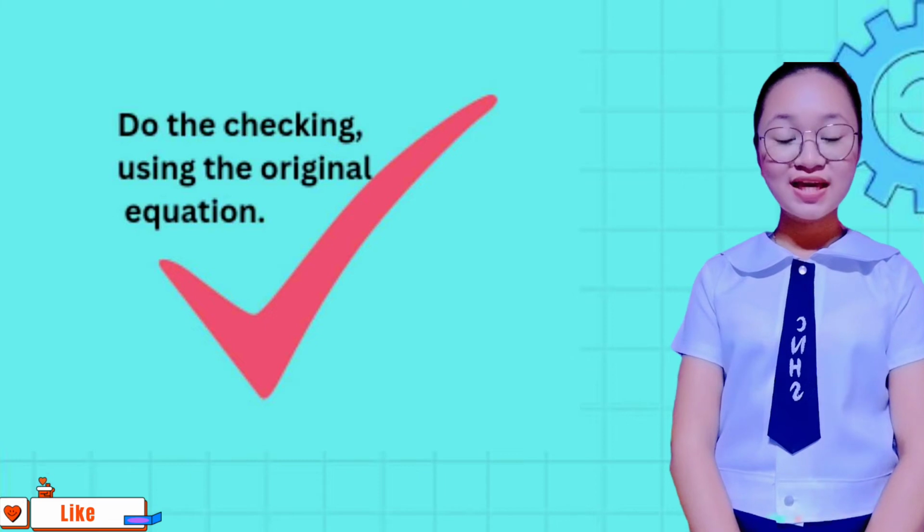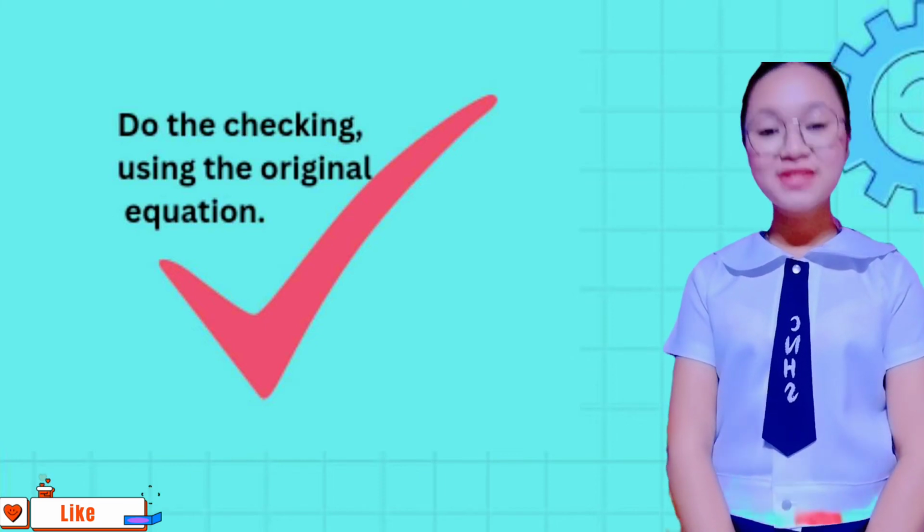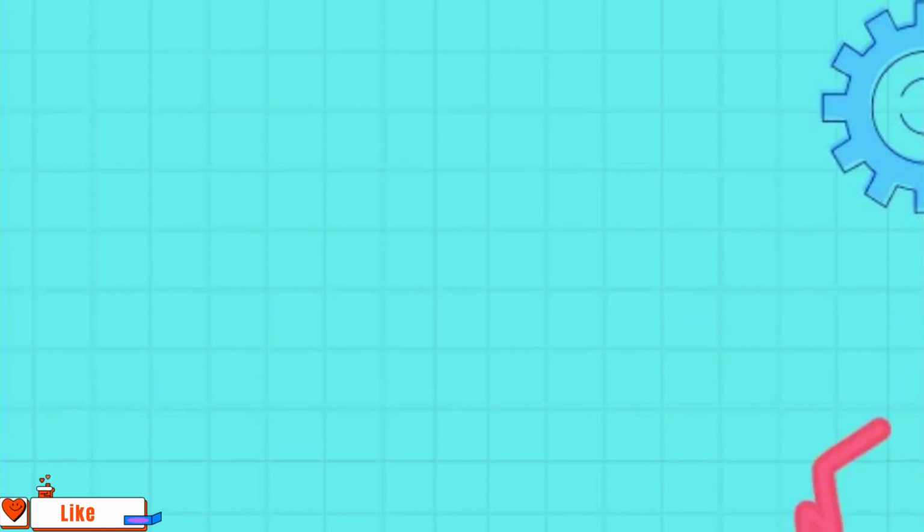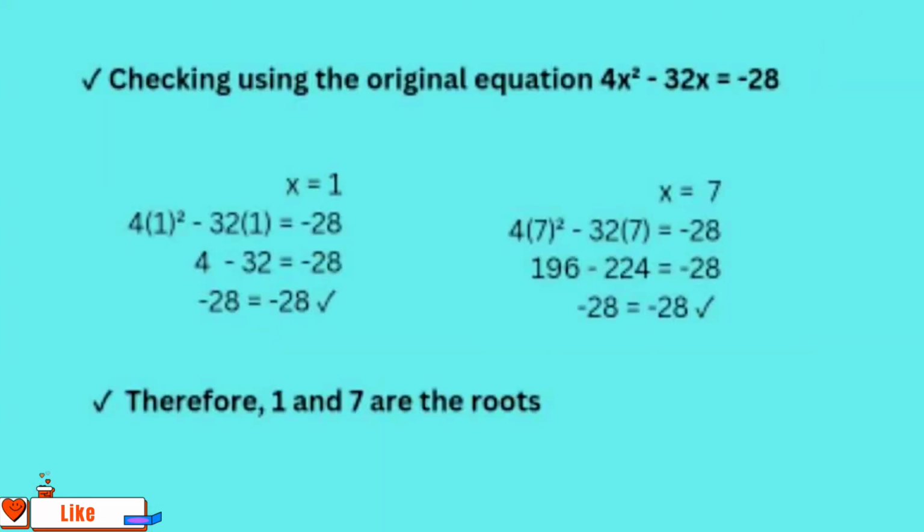Let's check using the original equation if we obtained the correct roots. Substitute 1 and 7 to x in the original equation, 4x squared minus 32x equals negative 28. In x equals 1, 4 times 1 squared minus 32 times 1, is it equal to negative 28? 4 minus 32, is it equal to negative 28? Negative 28 is equal to negative 28.